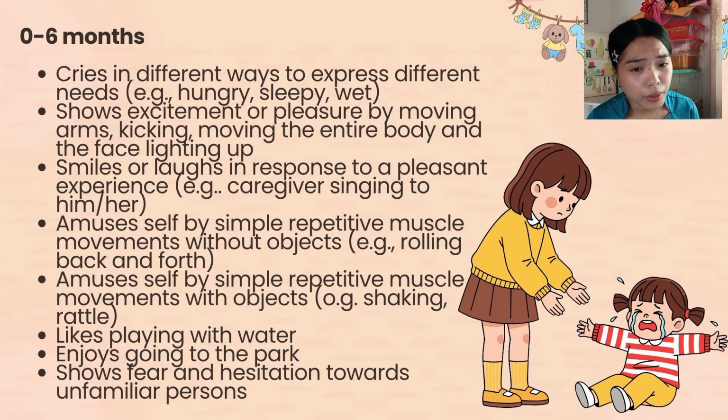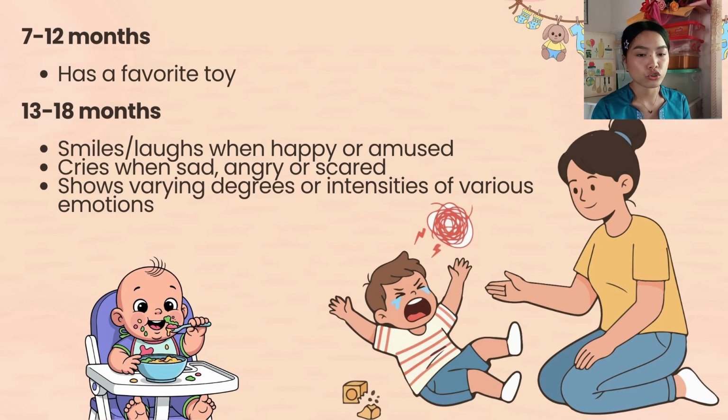So they cannot talk yet. So again, their way of expressing themselves is in a form of crying or smiling if they are happy. So yeah, they enjoy also going to the park and show fear and hesitation towards unfamiliar persons. Now we have here 7 to 12 months has a favorite toy. So they already start to have a favorite toy during this age. 7 to 12 months or 7 to 1 year old. So they have favorite toys that they always play with.